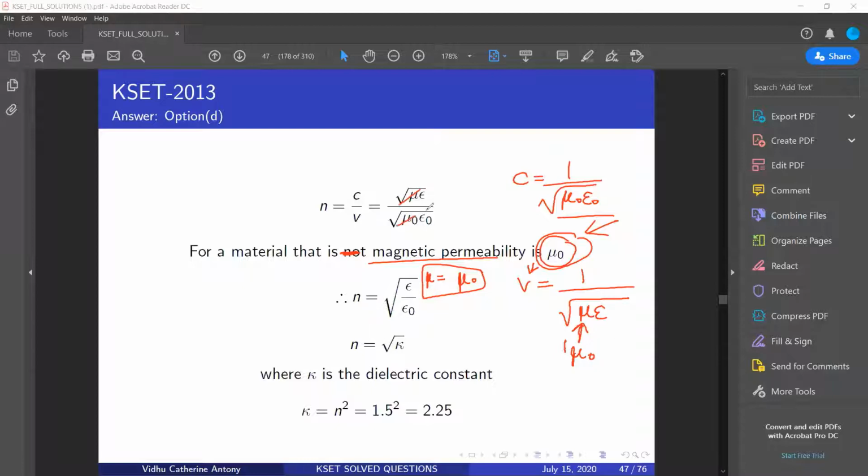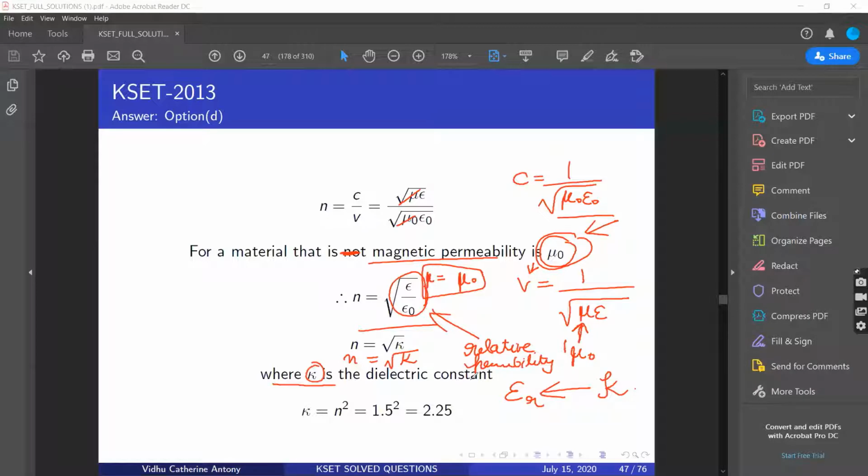These two parts get cancelled off, right? So what you get is n is equal to root of epsilon divided by epsilon naught. This is basically called your relative permittivity, and it's usually denoted as epsilon r. This term is also called your dielectric constant. So I can write this as n is equal to root of kappa, another term for the dielectric constant or relative permittivity. And now what I can see is that your dielectric constant is the square of your refractive index.